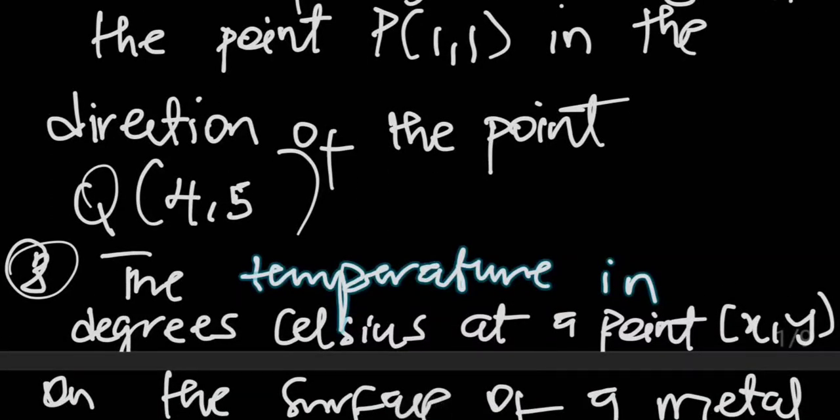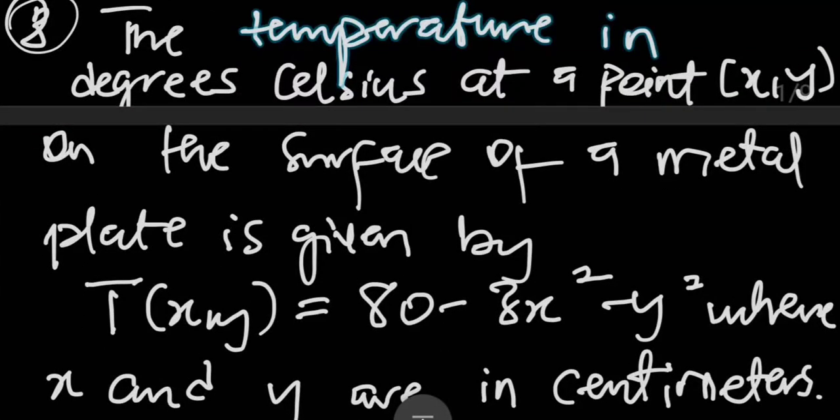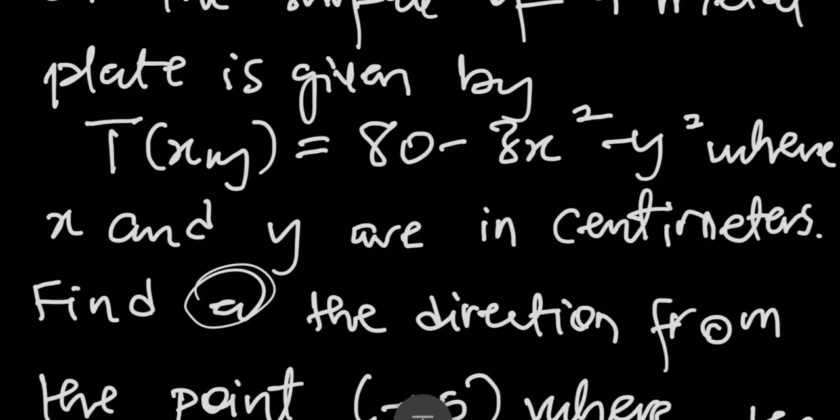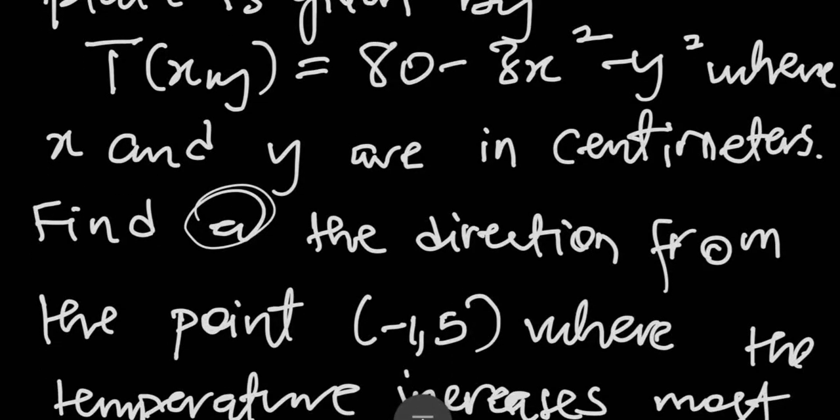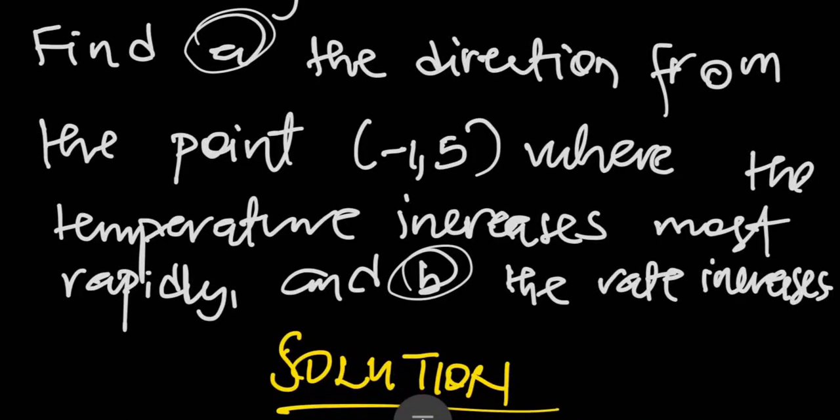The third question is saying the temperature in degrees Celsius at the point (x, y) on the surface of a metal plate is given by T(x, y) = 80 minus 3x squared minus y squared, where x and y are in centimeters. We have to find (A) the direction from the point (-1, 5) where the temperature increases most rapidly, and (B) the rate of increase.